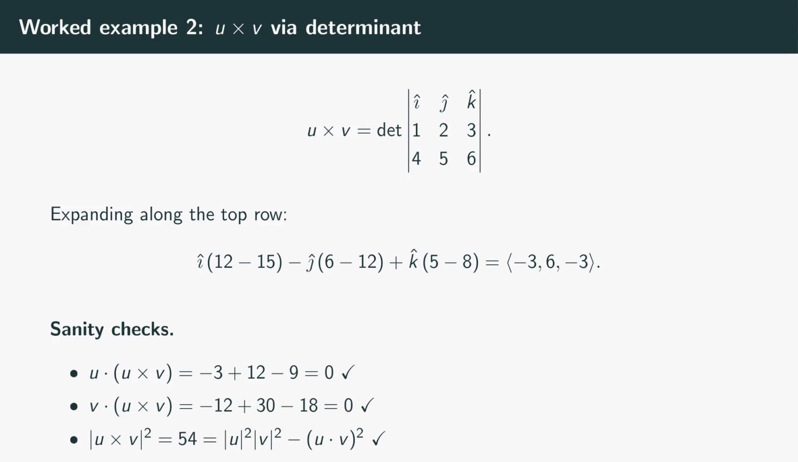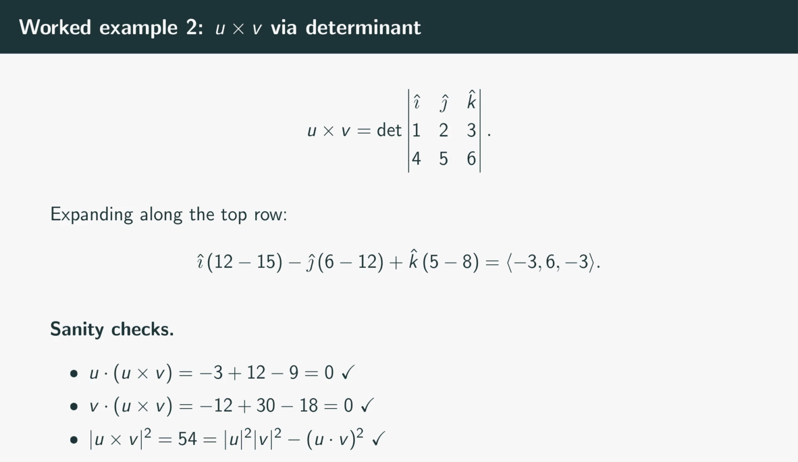Second worked example, the cross product of the same two vectors. Set up the formal determinant with i hat, j hat, k hat on the top row, u equals the vector 1, 2, 3 on the second row, and v equals the vector 4, 5, 6 on the third. Expand along the top row with the checkerboard signs plus, minus, plus. The i hat component, 2 times 6 minus 3 times 5, which is 12 minus 15, equals negative 3.